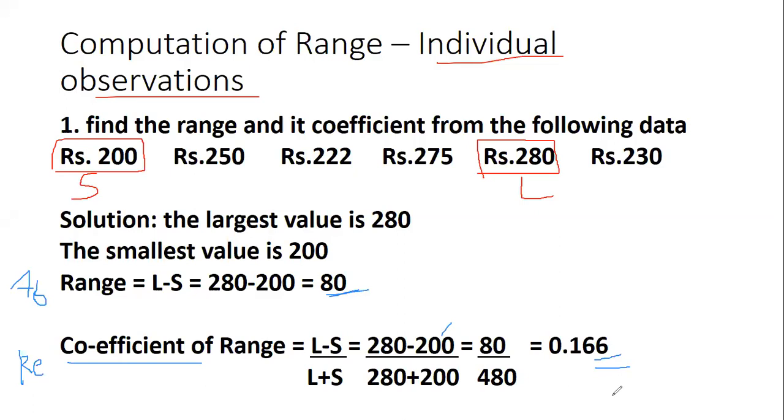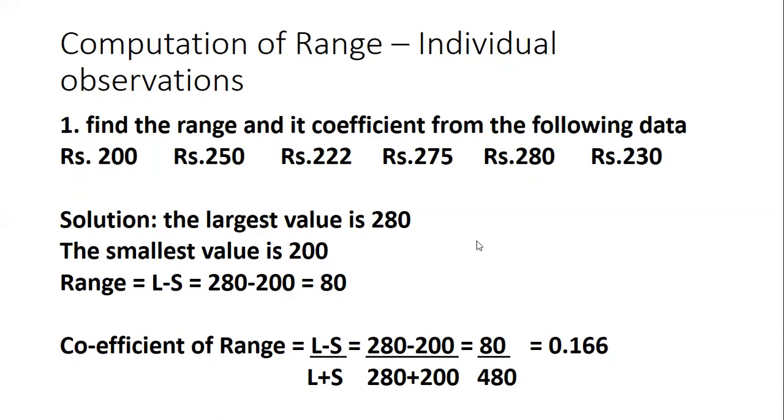To summarize this problem: we calculated the largest value, which is 280, and the smallest value, which is 200, then we applied the formula of range, L minus S, and then we found the coefficient also. Hope everybody understood the problem. That's nice. Now, once we are done with this problem, let's go on and understand the next problem.